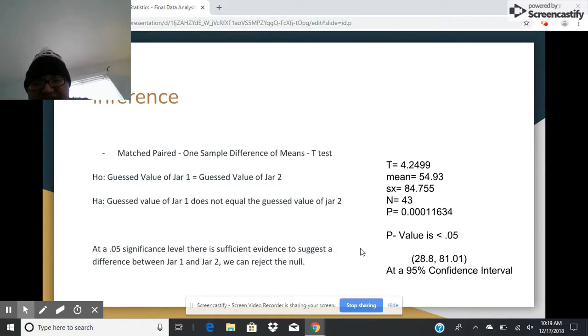So this is basically just our test and our hypothesis. Our null hypothesis was that the mean difference would equal 0, otherwise known as the guessed value of jar 1 equals the guessed value of jar 2. Our alternative was that there was a difference between them, basically meaning that jar 1 does not equal jar 2. And we found a p-value of 0.0001, and that p-value at the 0.05 significance level is sufficient evidence to suggest a difference between jar 1 and jar 2, meaning that we can reject the null.